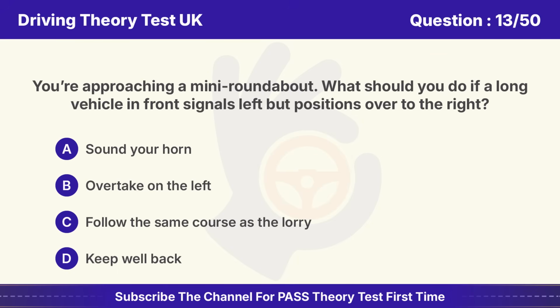Question 13. You're approaching a mini roundabout. What should you do if a long vehicle in front signals left but positions over to the right? Option A. Sound your horn. B. Overtake on the left. C. Follow the same course as the lorry. D. Keep well back.